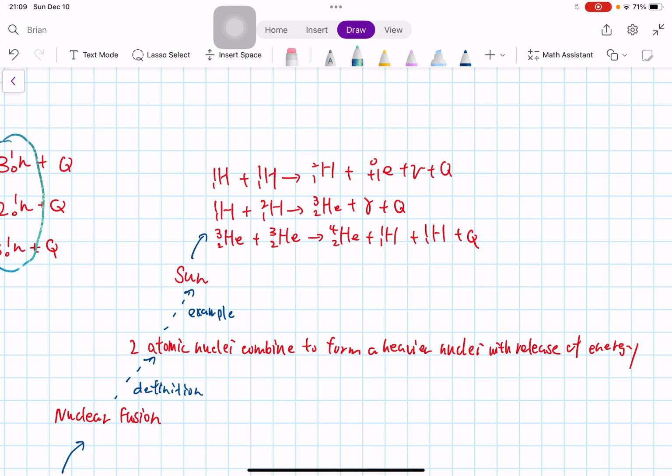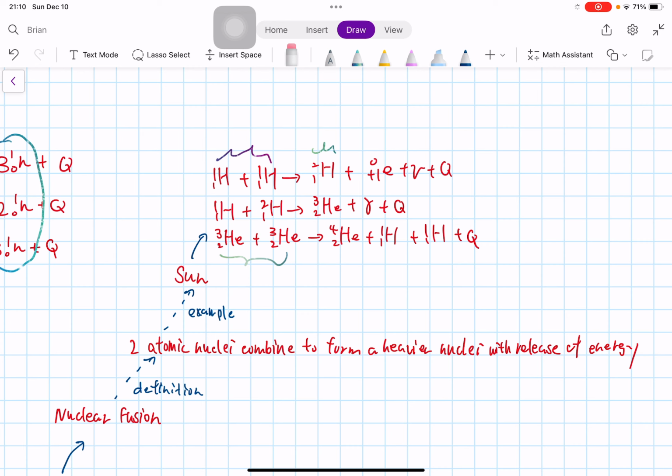So 2 hydrogen atoms would form a heavier nucleus. And same thing here, it's going to form a heavier nucleus, as we can see. When two atoms combine to form 1 heavier nucleus, it's going to release some energy.